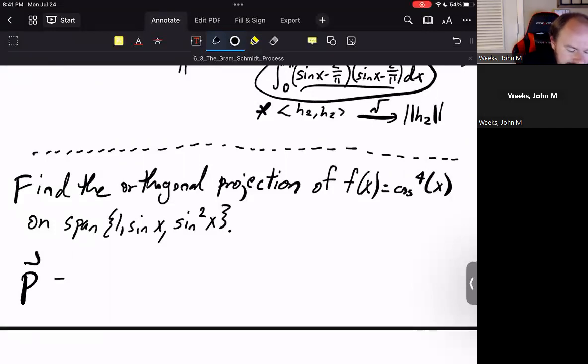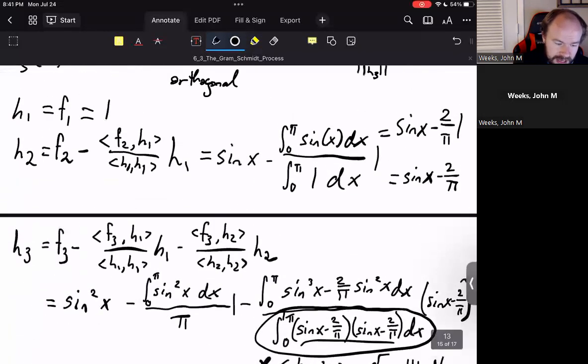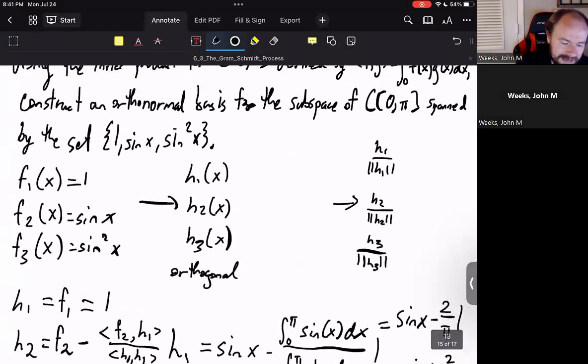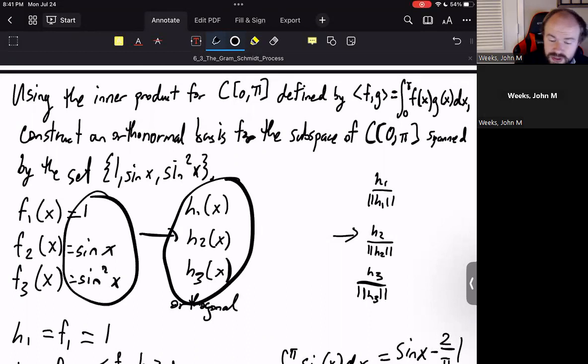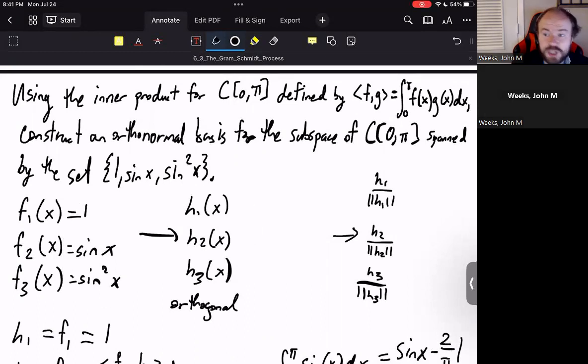P is going to be, we start by looking at f as our function, and we're going to write it in terms of the inner product of f with our first vector, h1. By the way, this is h1, not f1. h1 being the function that we got up above in orthogonalizing this basis, 1, sine x, sine squared of x. So these are the functions right here rather than these functions, because if we just used f1, f2, and f3, we would not be looking at something orthogonal to begin with.